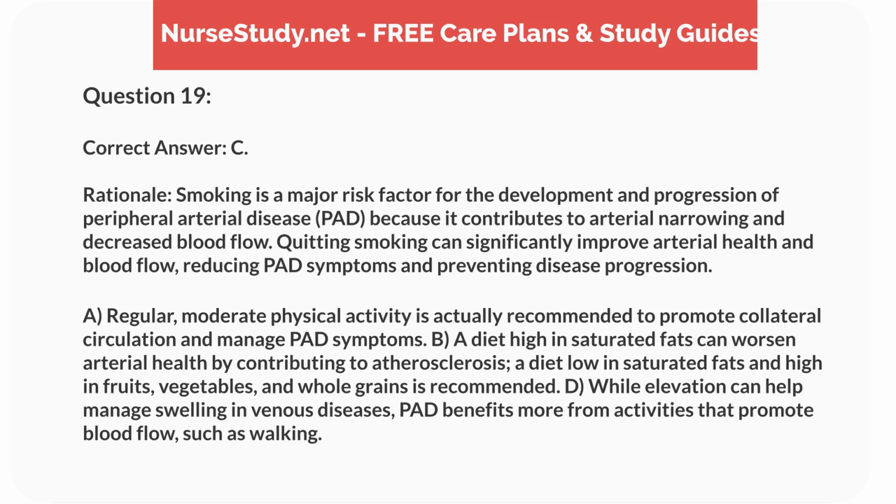A. Regular, moderate physical activity is actually recommended to promote collateral circulation and manage PAD symptoms. B. A diet high in saturated fats can worsen arterial health by contributing to atherosclerosis. A diet low in saturated fats and high in fruits, vegetables, and whole grains is recommended. D. While elevation can help manage swelling in venous diseases, PAD benefits more from activities that promote blood flow, such as walking.